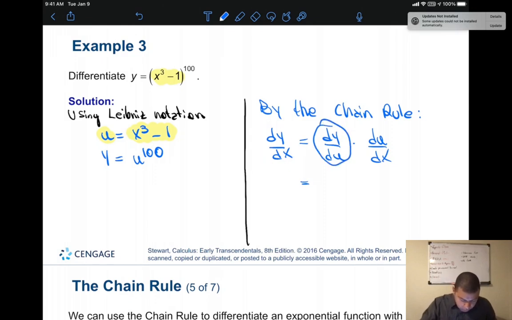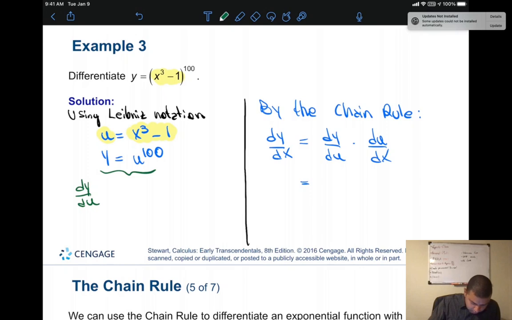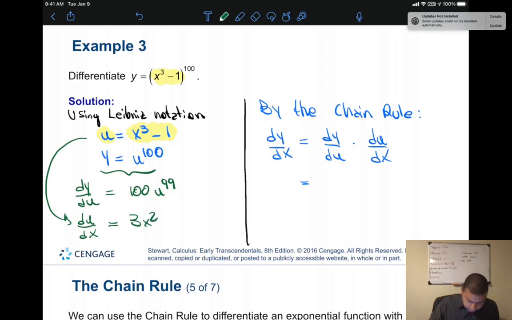Dy du is a lot easier because look at the left side again, right? Dy du, I'm just deriving this. So I get 100 times u to the 99th power. That's the power rule. And then du dx, I'm deriving this. So that's easy as well. That's just 3x squared. So I just go back there and I go 100 u to the 99th power times 3x squared.